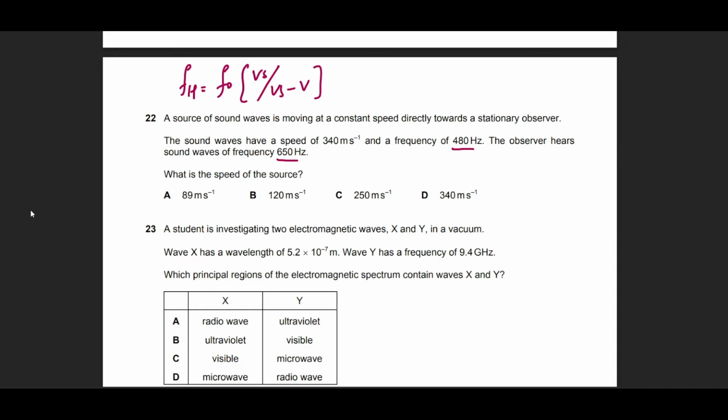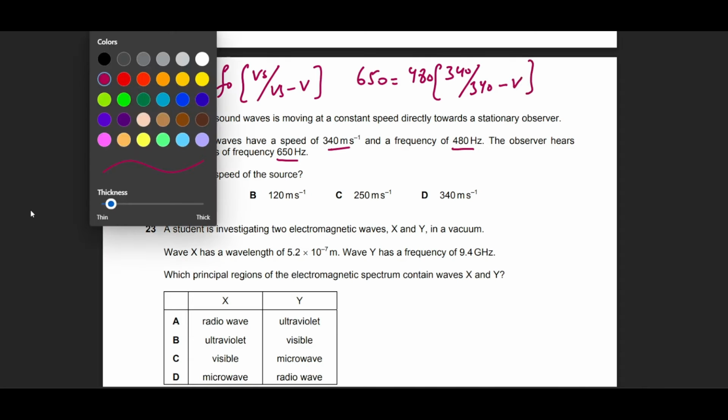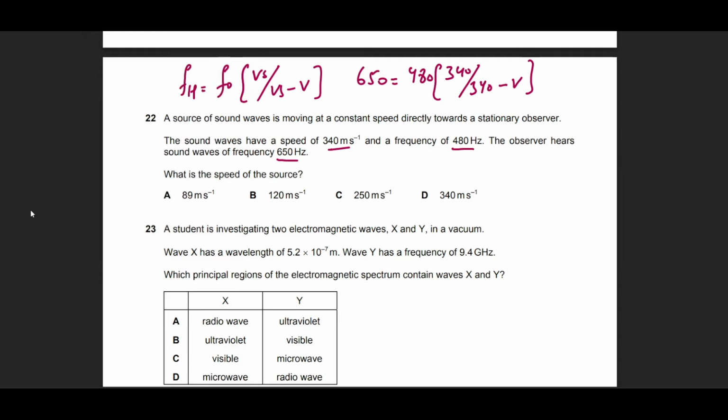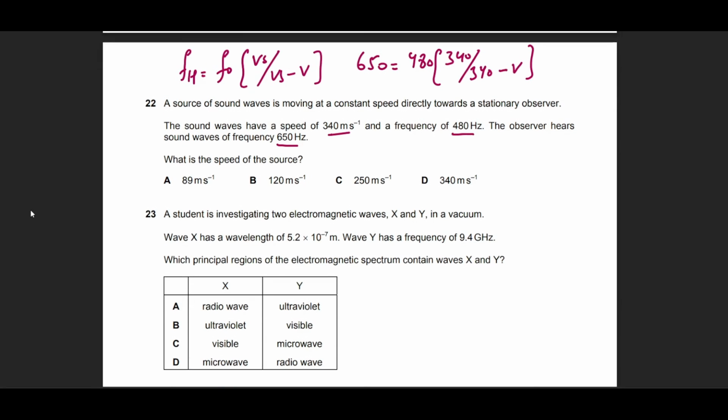Now, if you put in all the values, this is going to look something like this. So 650 equals 480 times the speed of sound 340 divided by 340 minus V. Now, he's asking me the speed of the object, right? I can do this by simple mathematical manipulation. I can take this 480 over there, or take the 340 over there, and then multiply, and then do the algebra, and so on. But I'm sure you must have found by this time that, for an A-level student at least, doing these mathematical calculations under exam pressure becomes difficult.